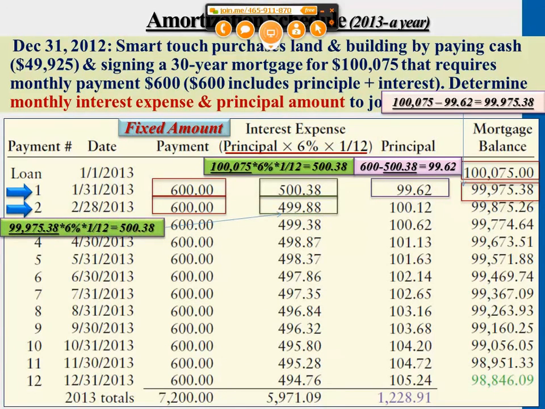Again, the green box, but now keep in mind the first number has changed because we paid off a little bit of mortgage payable. This is the part that we paid off. So you reduce it for the following month. So that reduced part will give you $499.88.